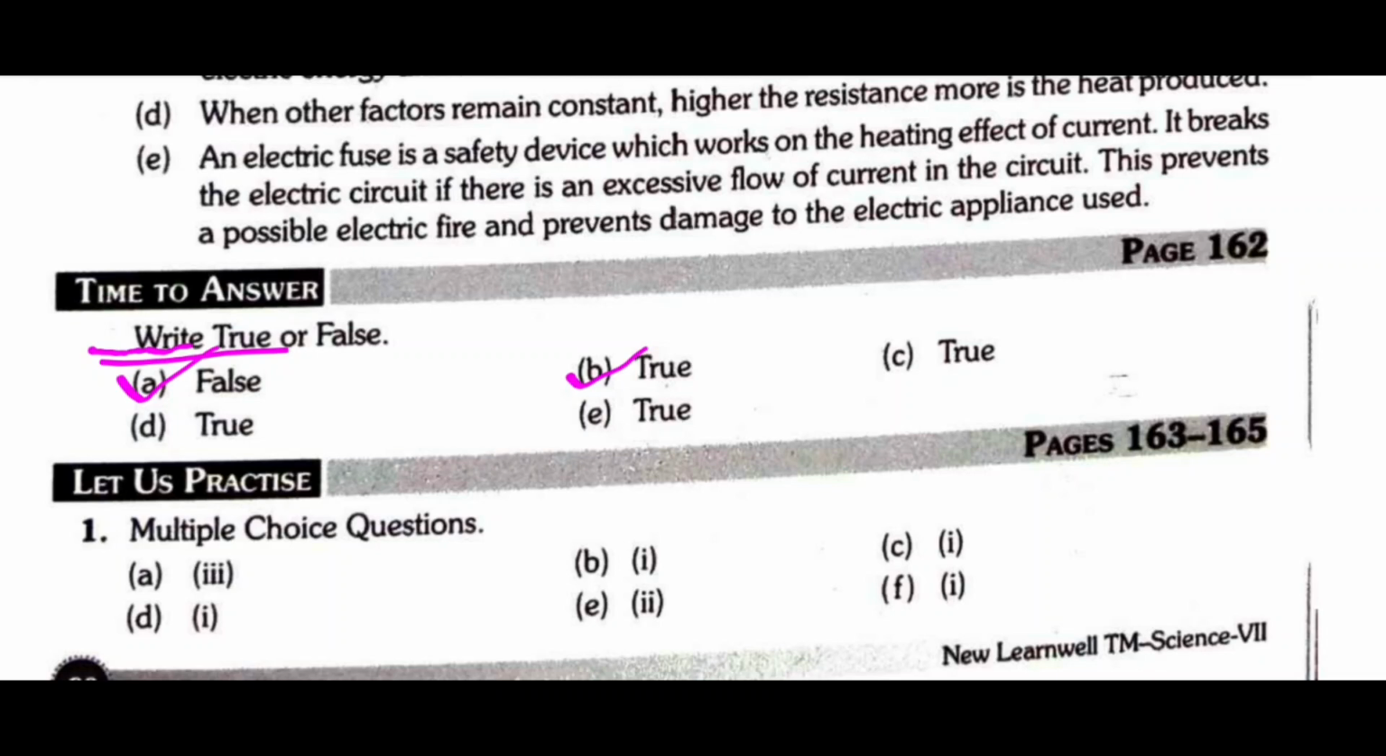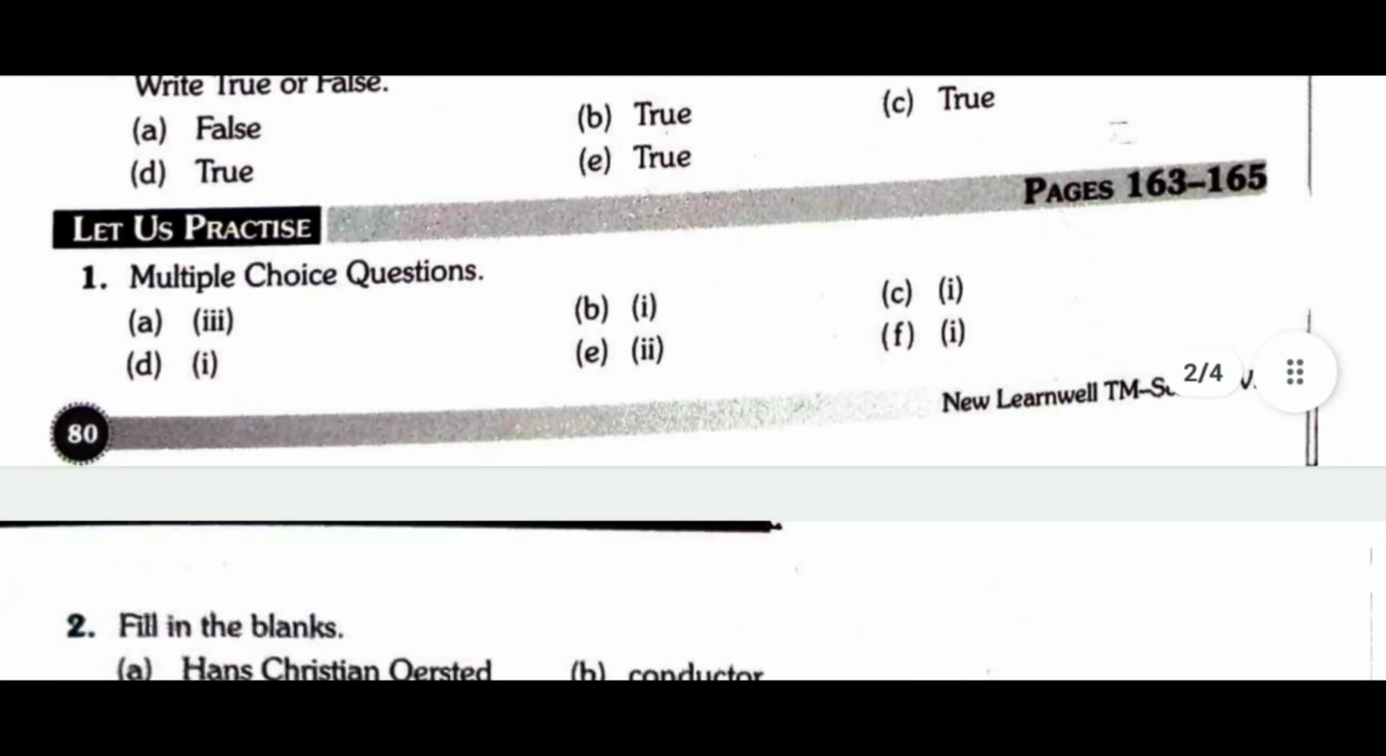If the number of coils of wire wound around a soft iron rod is increased, the strength of the magnetic effect is also increased. True. When electric current is passed through a conducting wire, it behaves like a magnet. True. Electromagnets are used in washing machines. True.